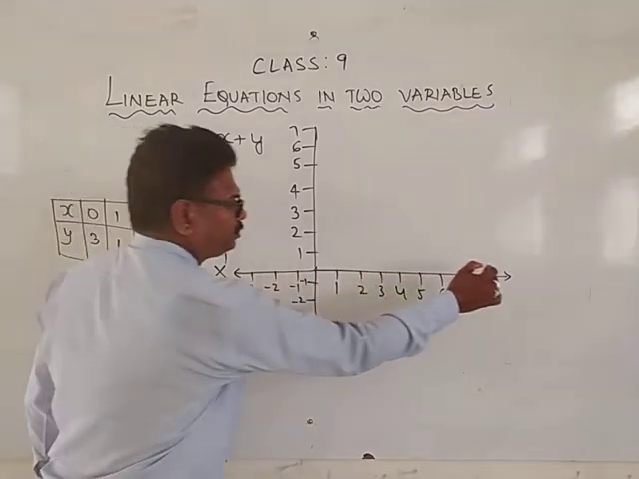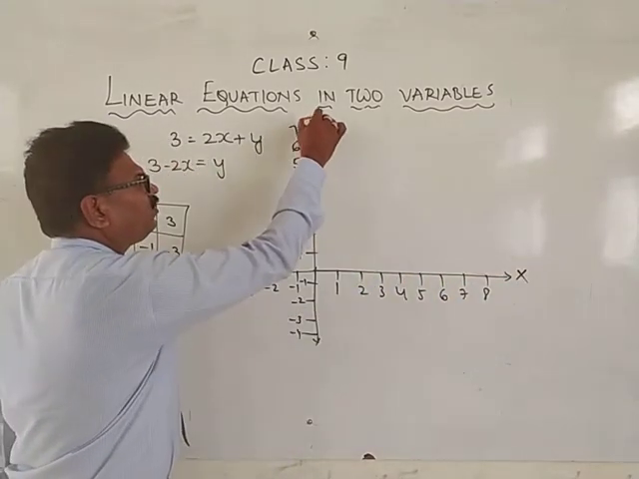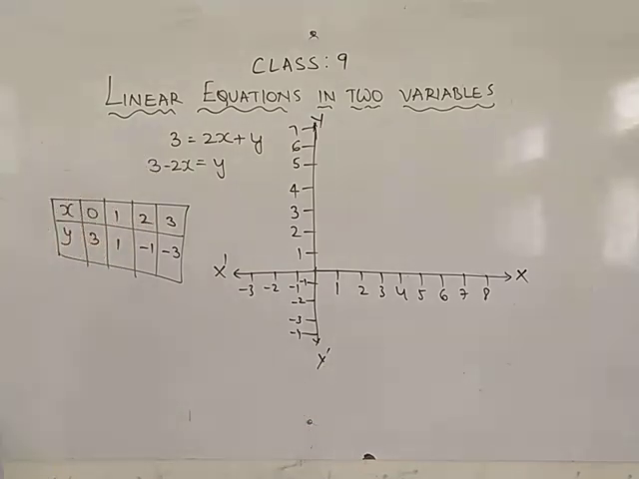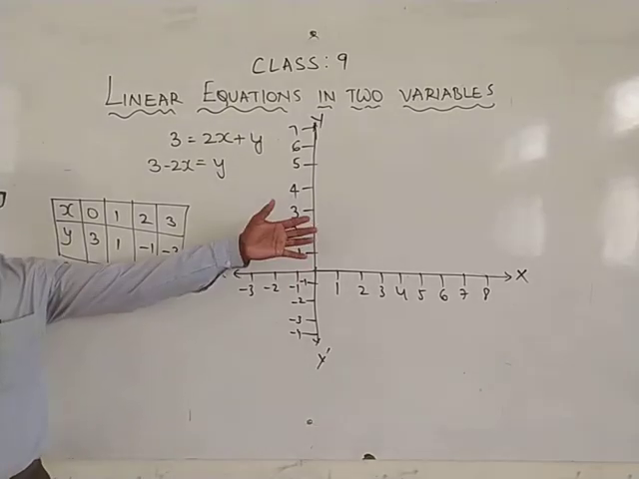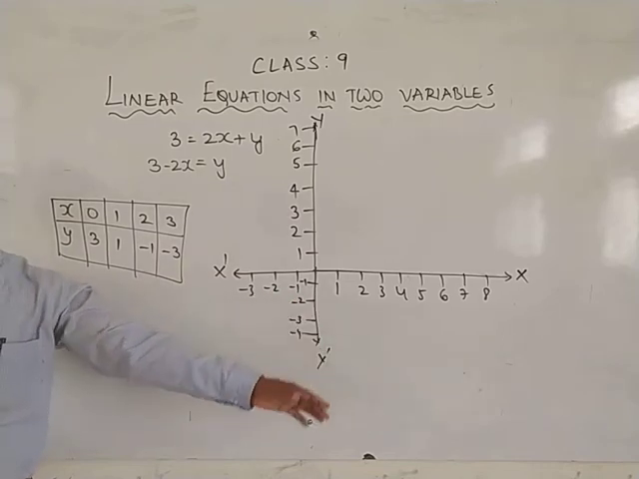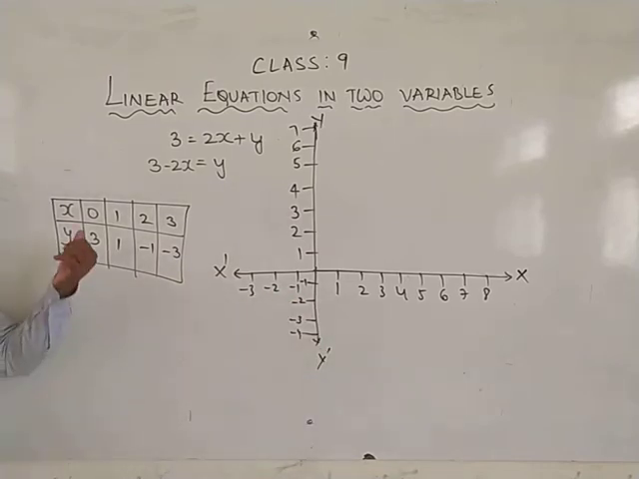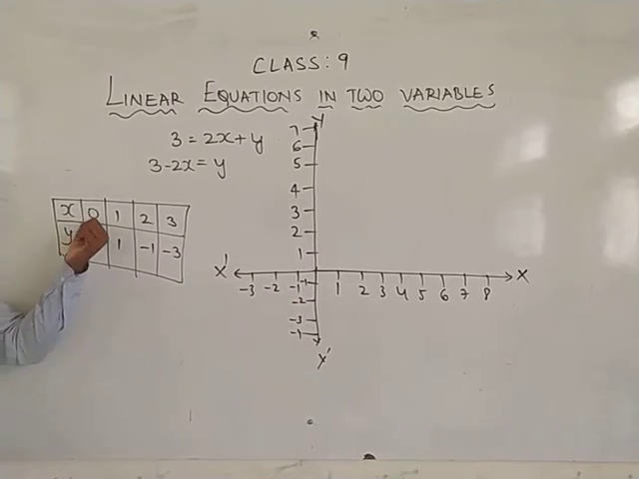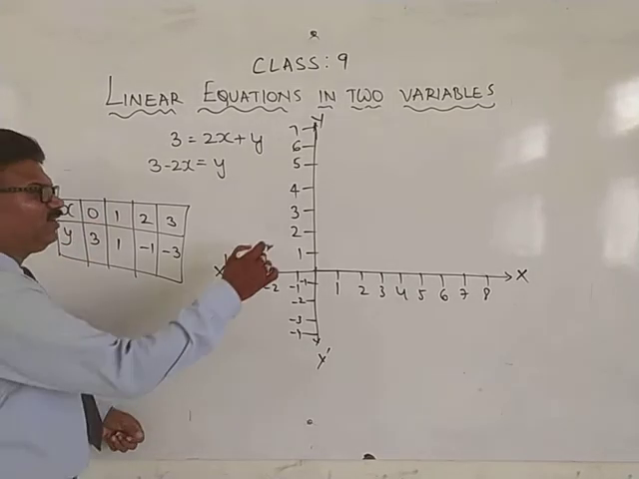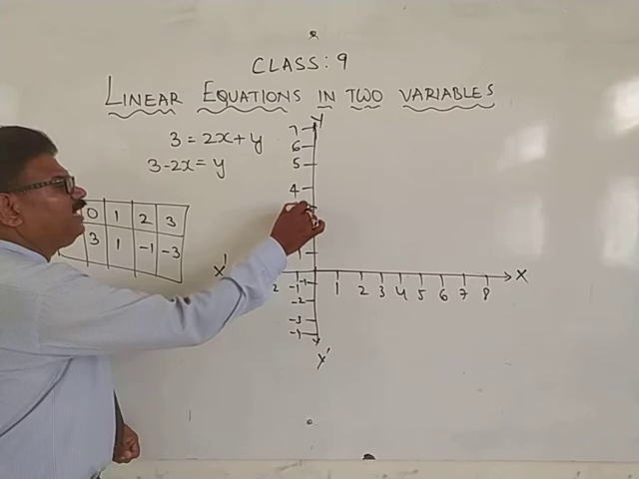x dash, x, y, y dash. So already we know that in quadrant geometry we have learned this. This can be divided into 4 quadrants. First quadrant, second quadrant, third quadrant and fourth quadrant. Now first point 0, 3. What is the value of x? 0. y value will be 3. Therefore, it is on the y axis.